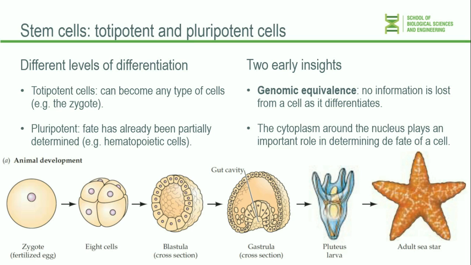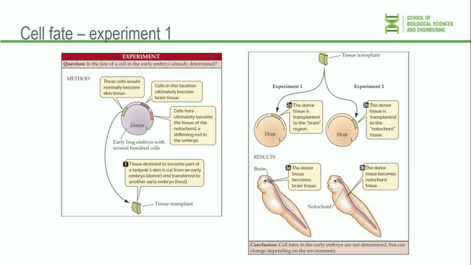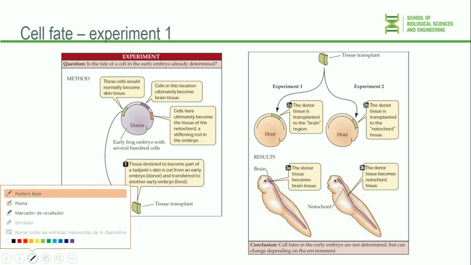Now, another thing that was discovered early on in the study of animal development was that it is often the cytoplasm surrounding the nucleus that plays in some way a crucial role in determining the fate of a cell. Okay, I want to tell you a little bit about an experiment that was done some time ago. In this particular experiment, and let me just pull out here the pointer, there we go.